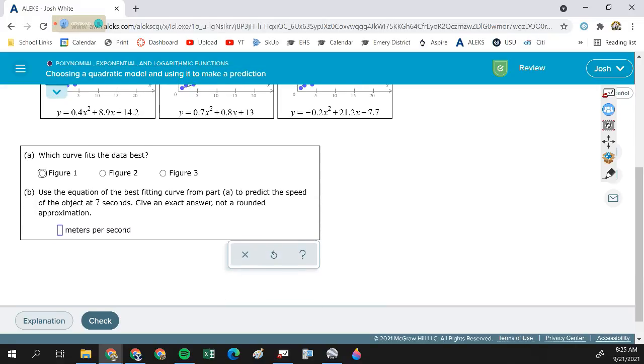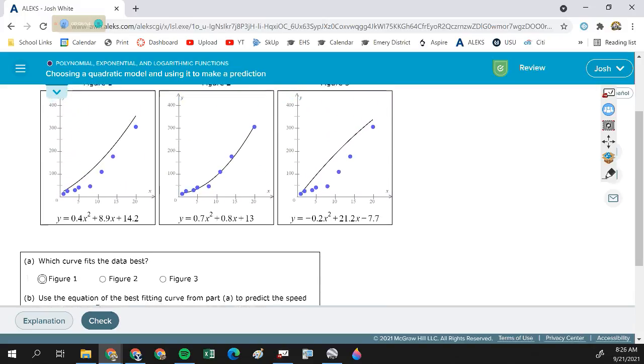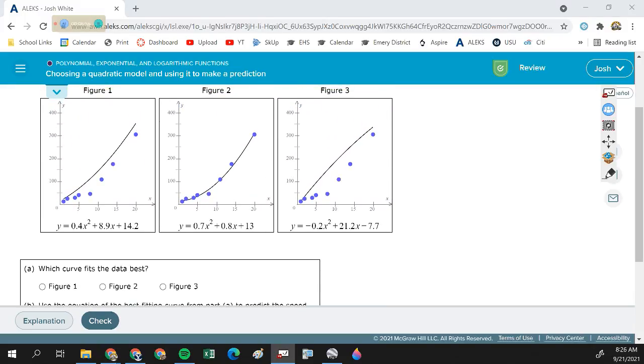And then use the equation of the best fit curve to predict the speed at 7 seconds. So we've decided that this is the best one. So if we had to guess how fast the object is going at 7 seconds, then we would go over here to 7. We'd figure out where it hits the graph, and it looks like just above 50.